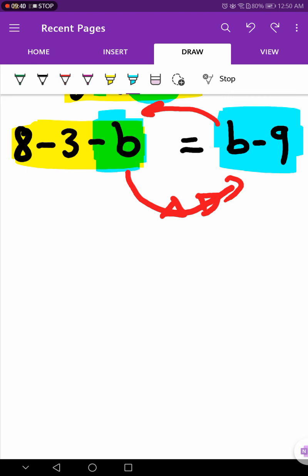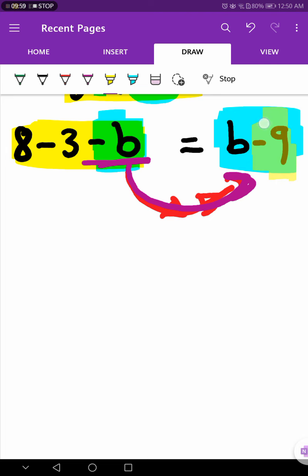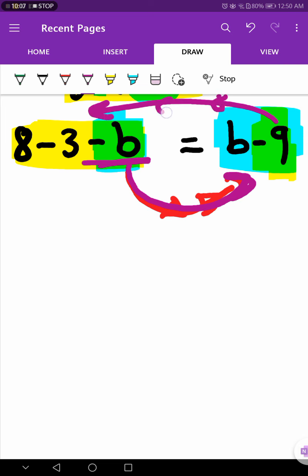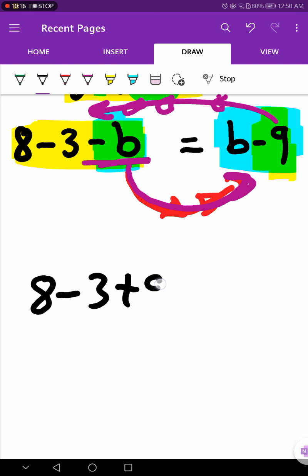Okay, so I will move the b from the left side to the right side, from here to here, and the negative b will be what? Plus b. Okay, and I will move this negative 9 to the left side. Okay, great. Now after the movement, it is 8 minus 3 plus 9. Yes, I bring the 9 to this side.